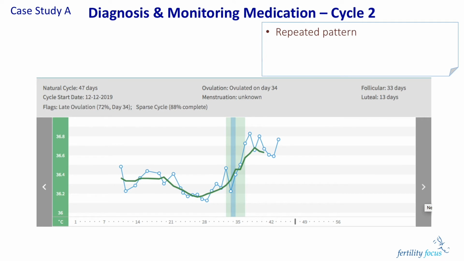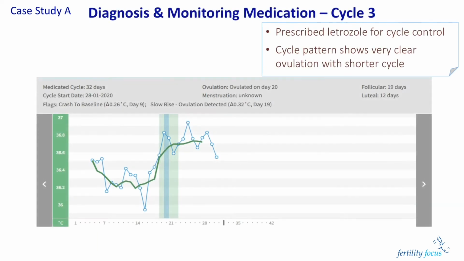The patient was prescribed letrozole to shorten the cycle and bring ovulation back towards the middle. OvuSense Pro clearly shows the effect of the letrozole with a much shorter cycle and a more rapid rise in temperature around the point of ovulation.